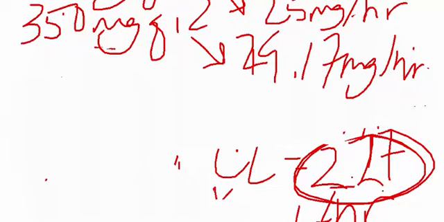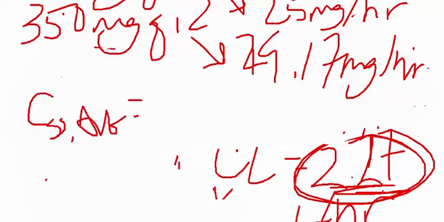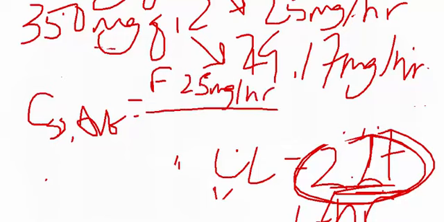So what do we expect to see for our CSS average with each of those? Now that we know that our clearance is closer to 2 rather than 4 liters per hour, CSS average is going to be equal to bioavailable dose rate, so 25 milligrams per hour divided by 2.27 liters per hour. So let's see, hours, milligrams per liter. Yep, that's what we want.